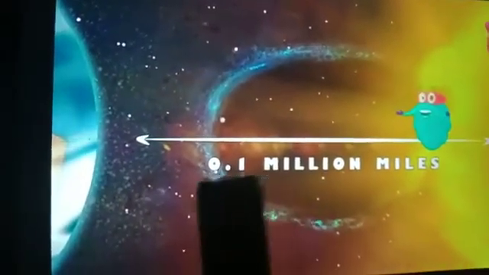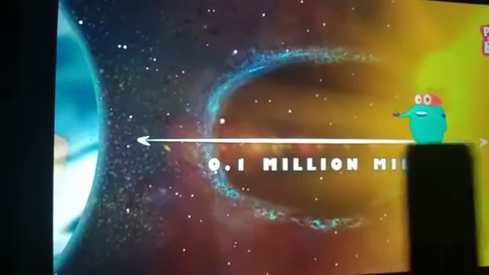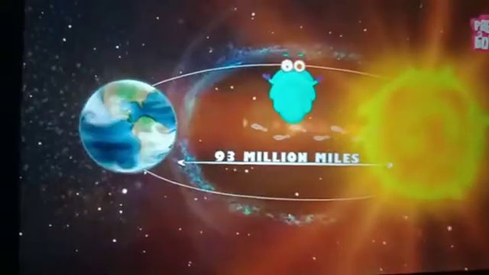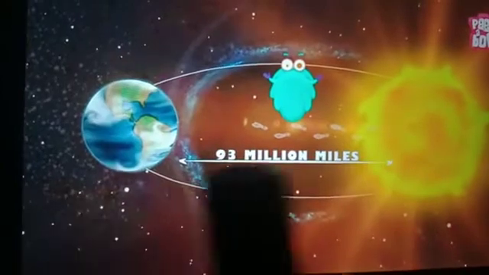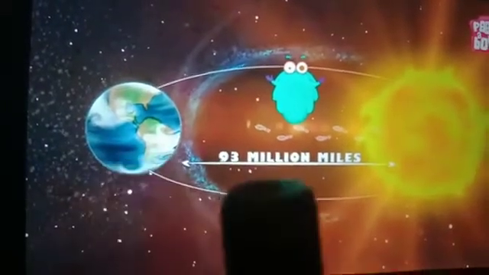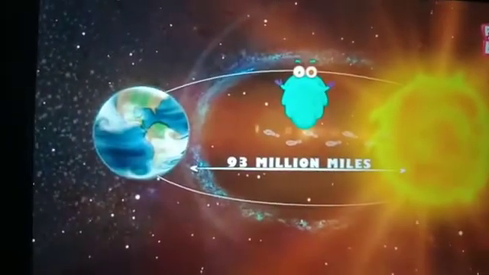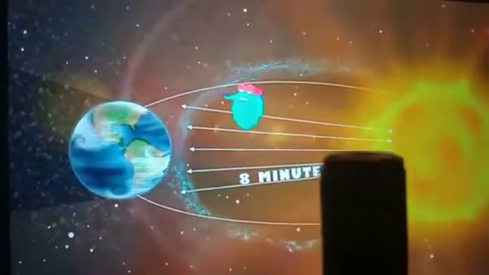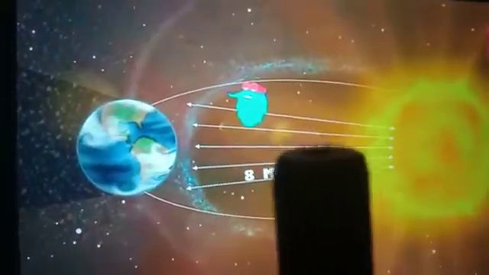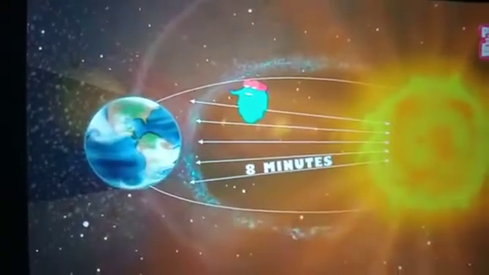Light travels 0.1 million miles per second. So, the distance between the Sun and the Earth is 93 million miles. But light takes 8 minutes and 10 seconds to reach the Earth from the Sun.